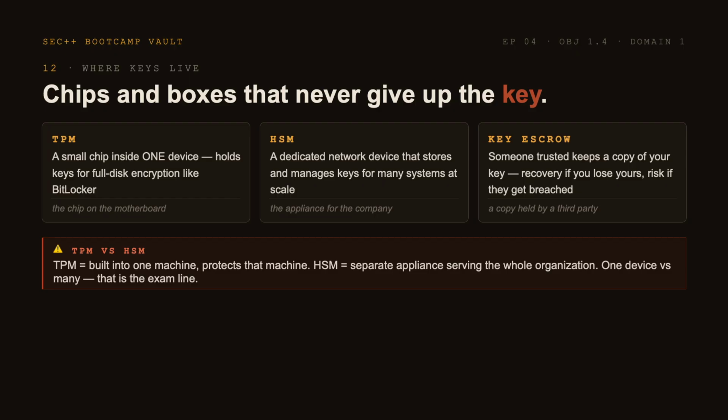Where keys live. A TPM, Trusted Platform Module, is a small chip on the motherboard of one device. It holds the keys for things like full disk encryption on that machine. An HSM, Hardware Security Module, is a dedicated appliance that stores and manages keys for many systems across a whole company. And key escrow means a trusted third party holds a copy of your key. Great if you lose yours, a real risk if they get breached.